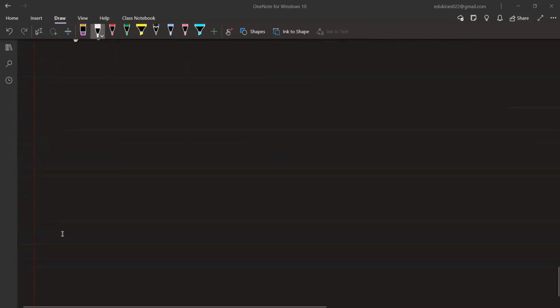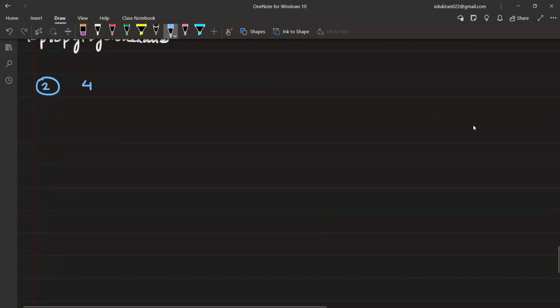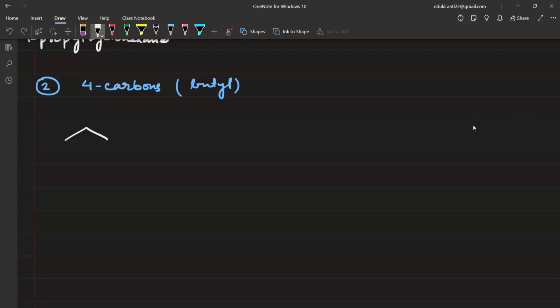Now let's take the case of 4 carbon atoms. Four carbons will always have butyl as substituent, but it can be different types of butyl. First of all, you will have normal butyl, right? This is normal butyl, N-butyl, or you can just write butyl.